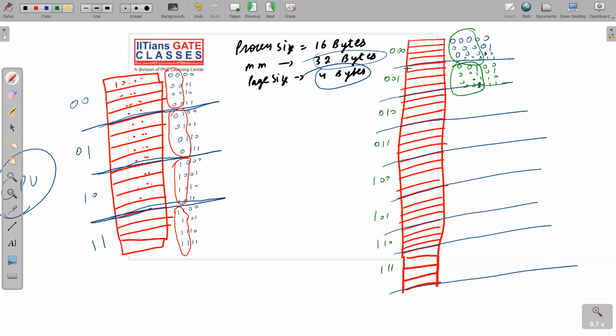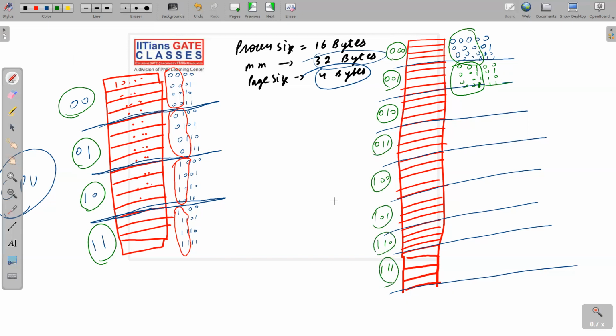Yeah, so I hope you are getting it. So what is this? This is your page number, page number, page number. And these are the frame numbers, frame number, frame number. These all are frame numbers.